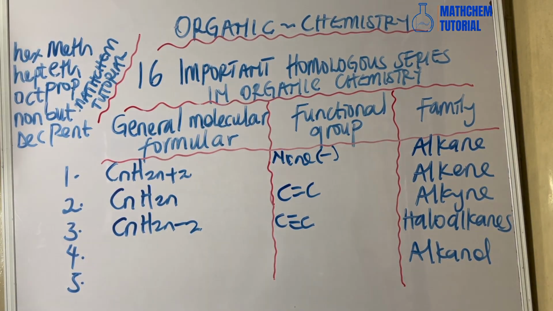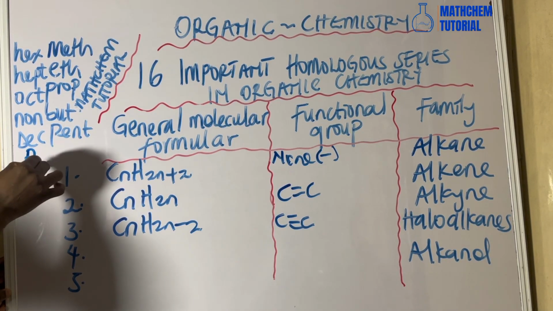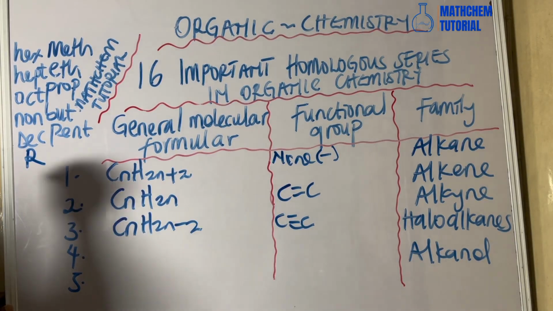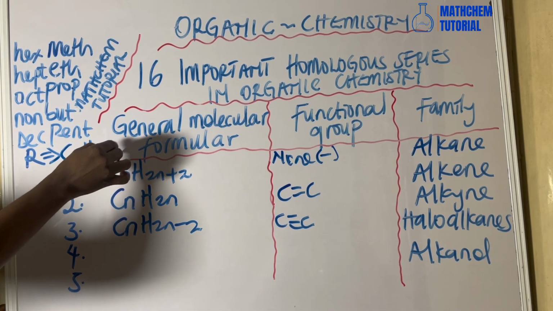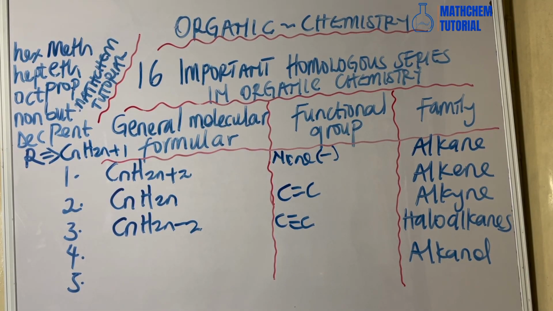So now, before that, there is what we call alkyl. Alkyl is represented as what? R, capital letter R. The general molecular formula for alkyl is CnH2n plus 1. This alkyl simply means that when an organic compound, or probably a hydrocarbon, is lacking 1 hydrogen, you understand? When it is lacking 1 hydrogen, that is alkyl.